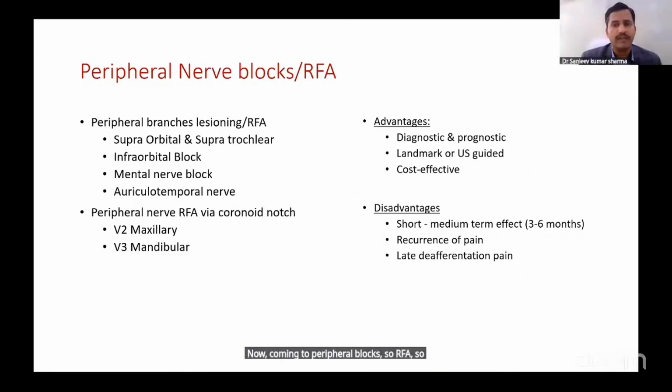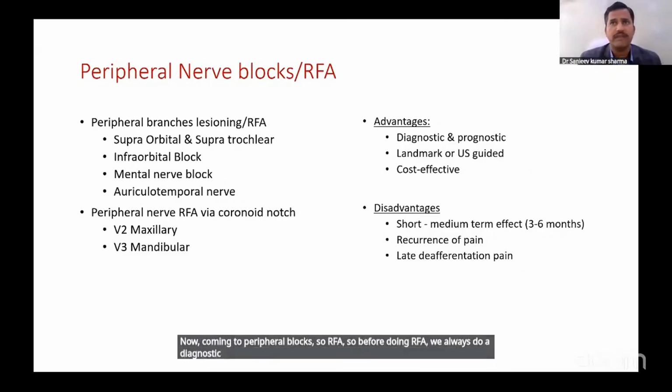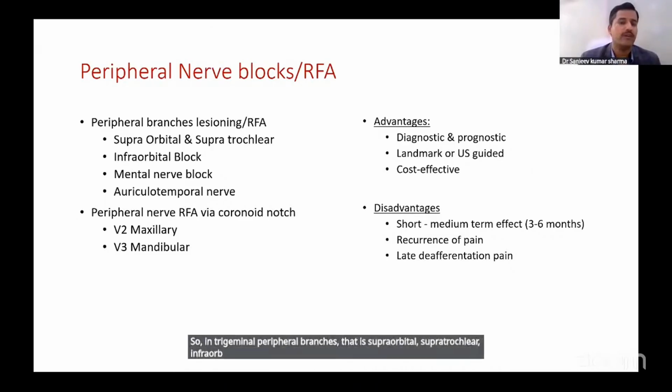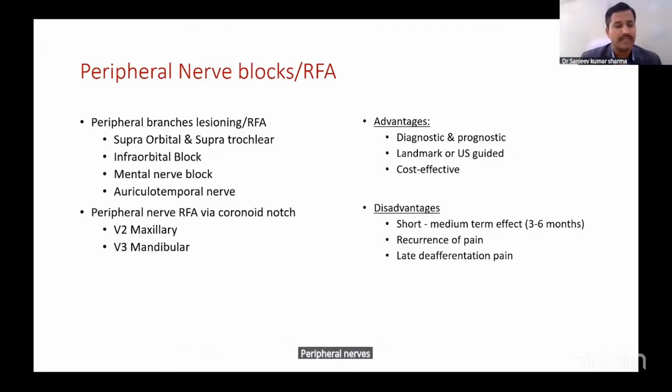Before doing RFA, we always do a diagnostic nerve block. If the patient has good relief, only then can we go for RFA. In the trigeminal peripheral branches, the supraorbital, supratrochlear, infraorbital, mental, and auriculotemporal nerves can be targeted. The V2 maxillary and V3 mandibular nerves could also be targeted.